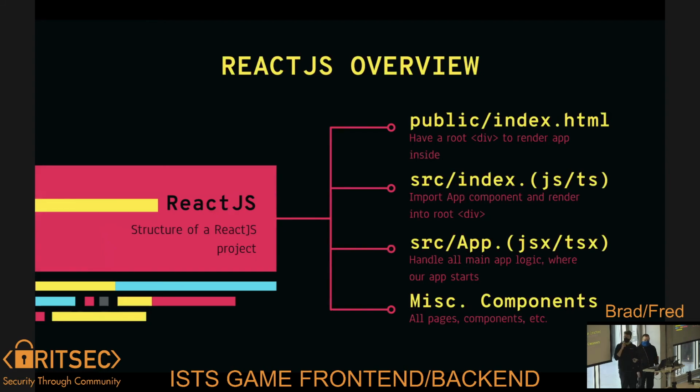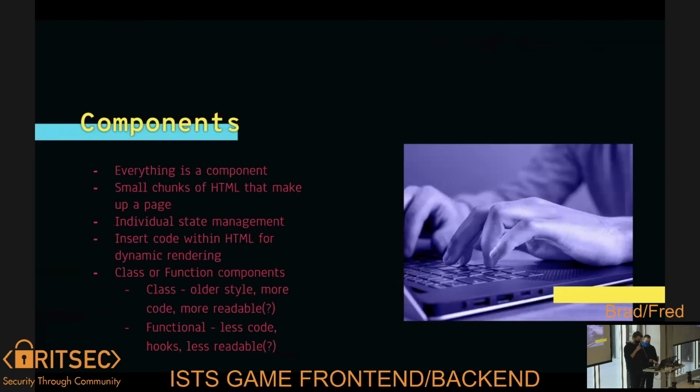So a React.js project kind of looks like this. You have a public folder, and you just have an index.html file. All you need to do is put a div in there. That's it. You can configure CSS files, whatever else you want, import Google Fonts, Bootstrap, whatever you want to do. And then you're going to have an index file. This is where you just render your components. I'll get into what components are in just a second. You're going to have a main app component that gets rendered, and then all your other components that make up the project. So what are components?